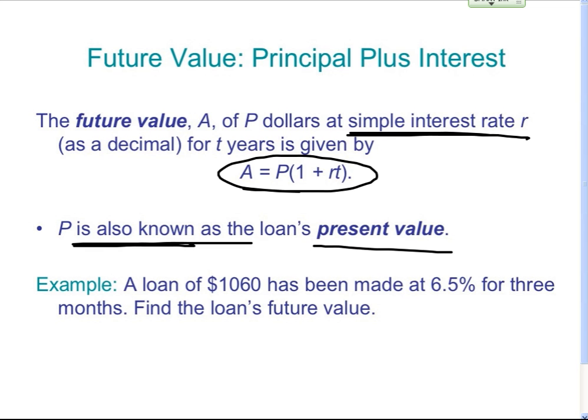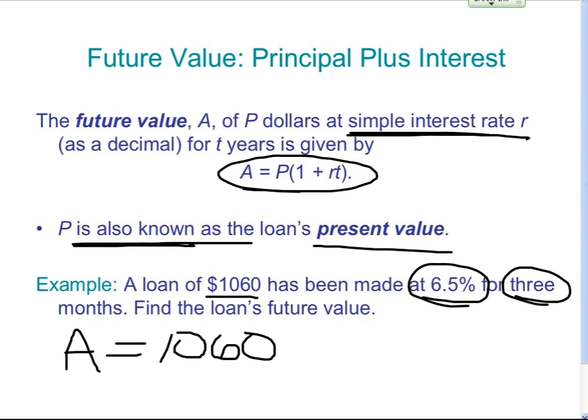So let's suppose we have a loan of $1,060 and the interest rate is 6.5% for 3 months. Be careful here, this is 3 months. Remember, the formula is for the number of years. So we want to find the future value. So future value, that's A. P is what we deposit or what we borrow. 1 plus the interest rate, 0.065. Remember, you got to move the decimal 2 places.